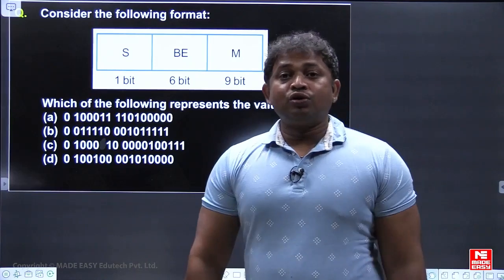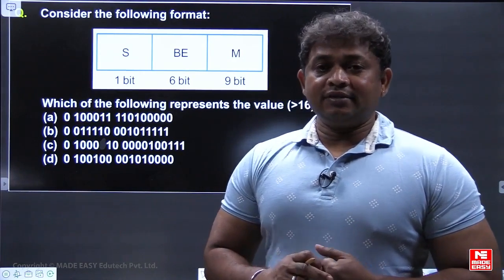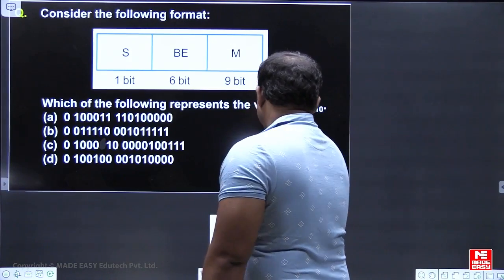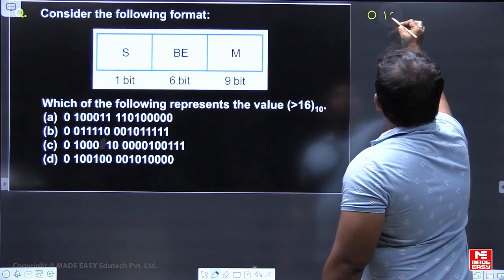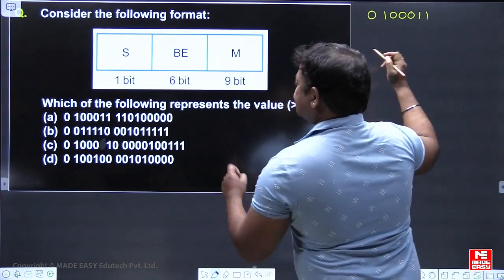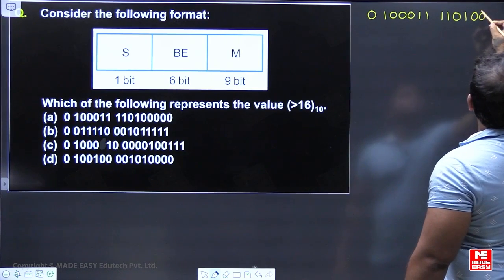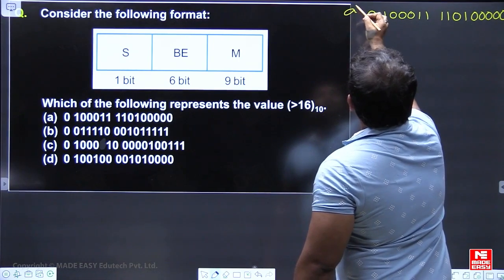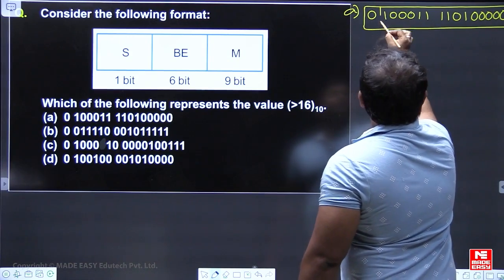Format given, binary codes given. We need to identify the option which is greater than 16. First, take the first option given. A: 0, 1 0 0 0 1 1, next 1 1 0 1, remaining all zeros. Yes, this is the A option given. Now we need to identify, is this option greater than 16 or not?